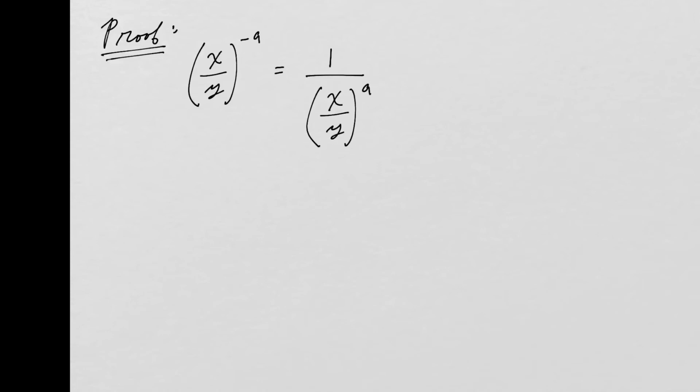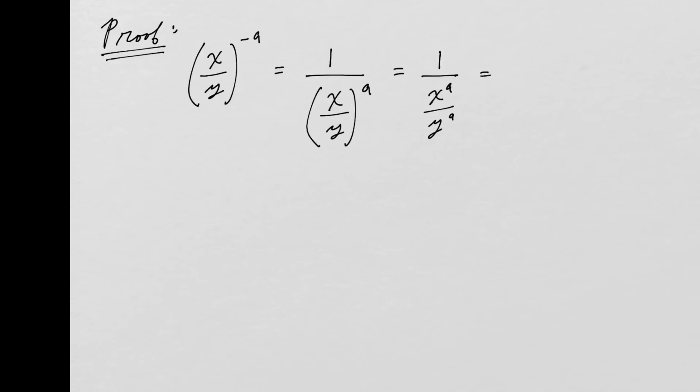So if I'm starting with (x/y) to the negative a. But remember, from the rule with the negative exponents, I can write this as 1 over (x/y) to the positive a. And then using the quotient raised to a power rule, I can write this as 1 over x to the a divided by y to the a.